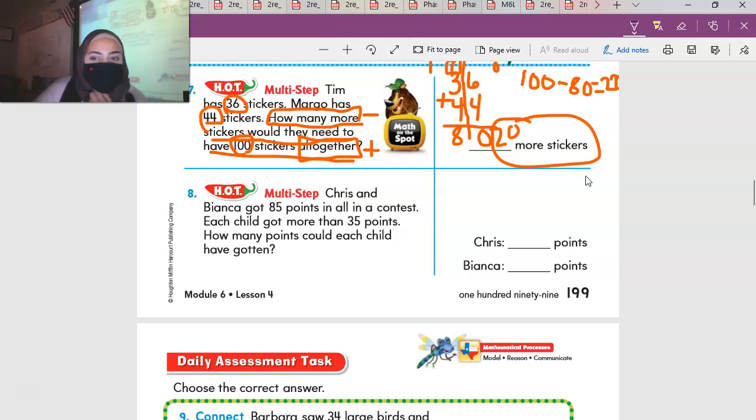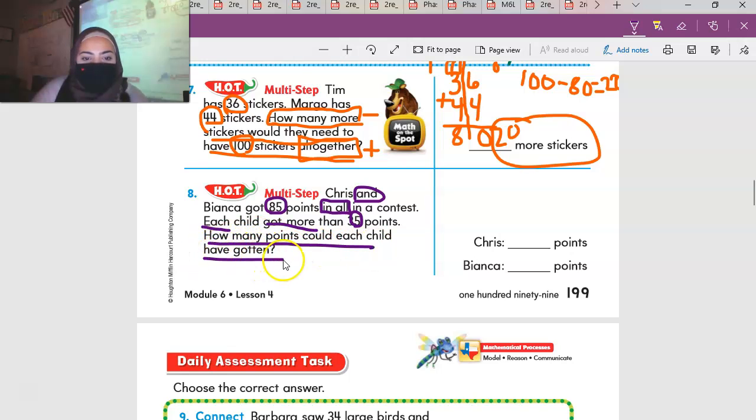Okay, well, good luck. Chris and Bianca got 85 points in all. So Chris and Bianca means add, circle that. And got 85 points in all means add. Chris and Bianca got 85 points in all in a contest. Each child got more than 35 points. How many points could each child have gotten?